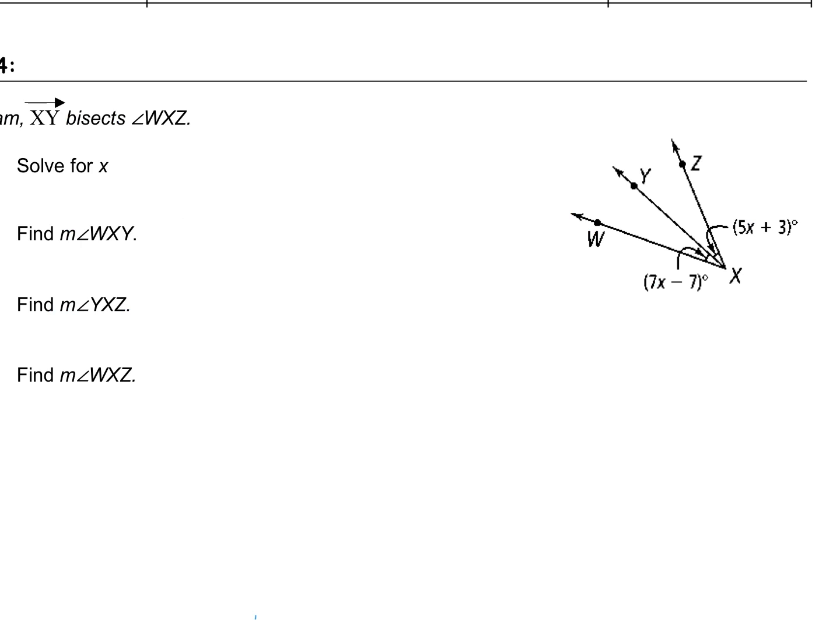All right, so looking at the last example, it says XY bisects angle WXZ. So that means each of these sides are going to be equal to each other. So that's how we set up the equation. 7x minus 7 equals 5x plus 3. It's been bisected, it's cut in half, they're equal to each other. Subtract 5x, and then add your 7, you get 2x equals 10. So x is going to be 5, all right?